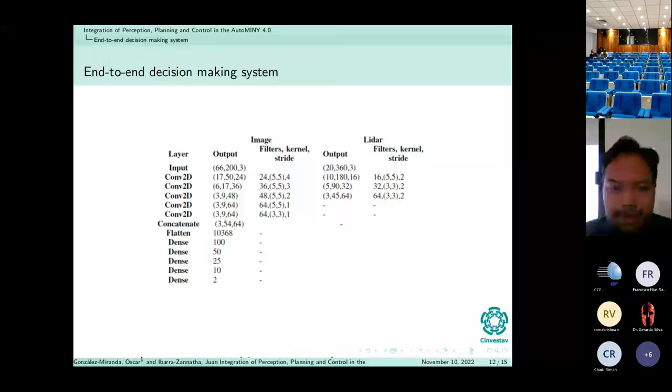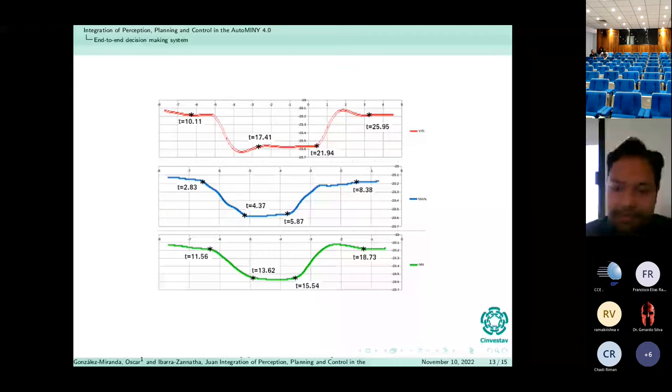This is an example of its performance. This is the trajectory. In green, we have the trajectory of the car using the convolutional neural network, and it can do two driving maneuvers.